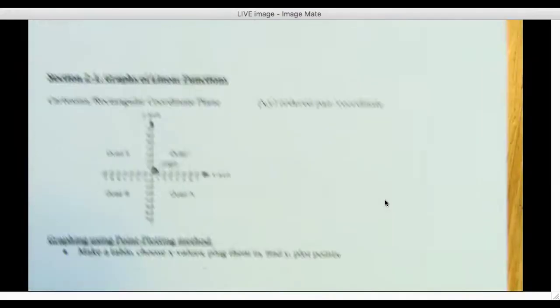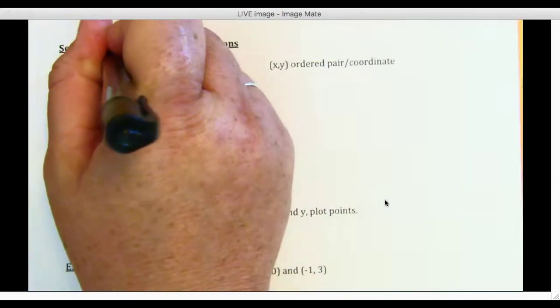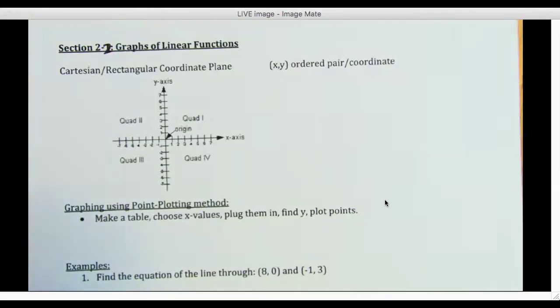All right. So this section here, you can see it says section 1. It should actually say section 2 because we just did section 1. Either way, we're doing the whole chapter in one video. And here we're looking at the Cartesian coordinate plane. And again, looking at the graphs of linear functions here.